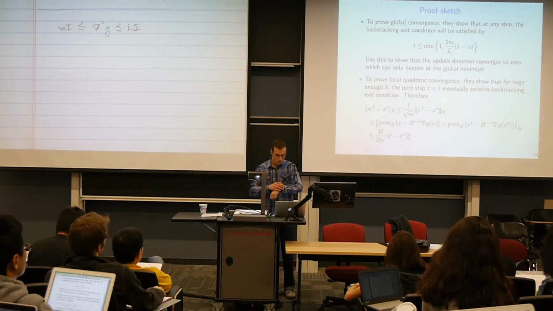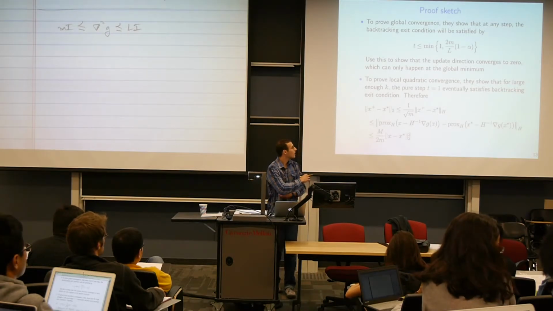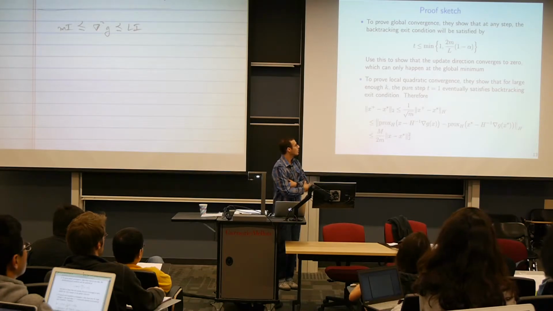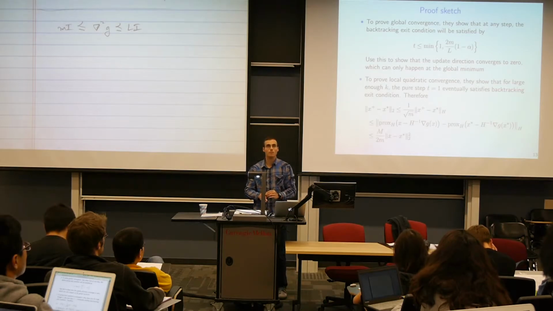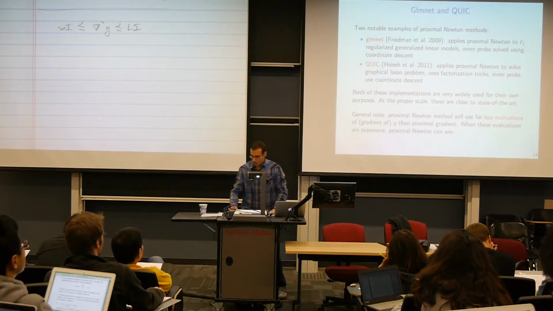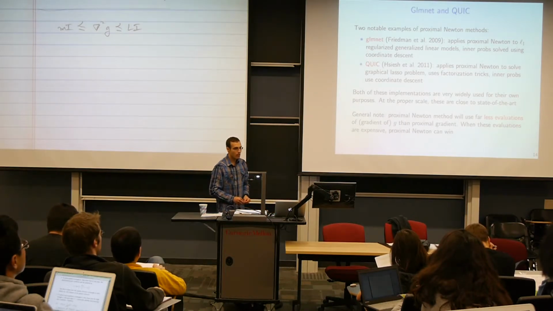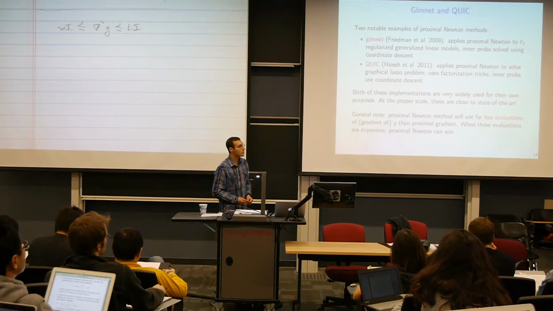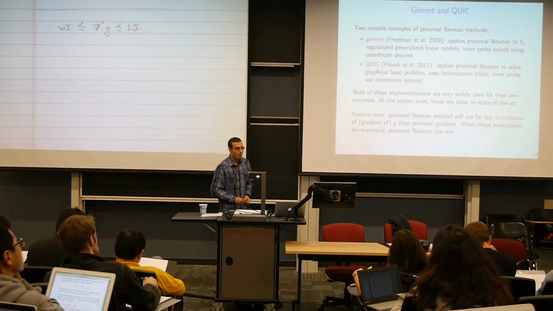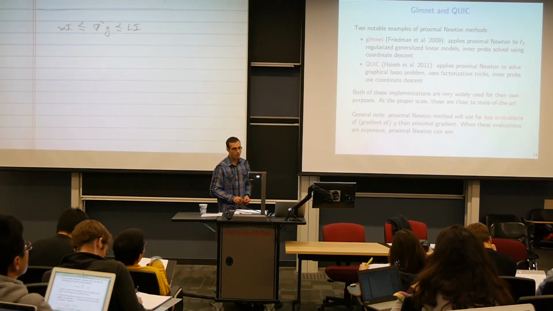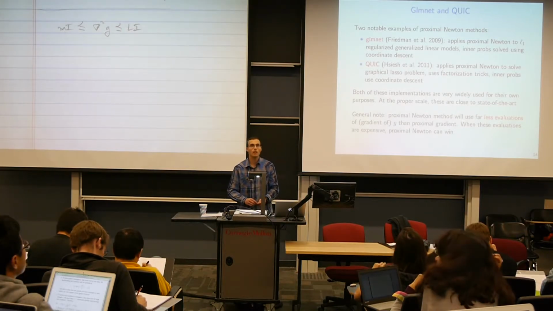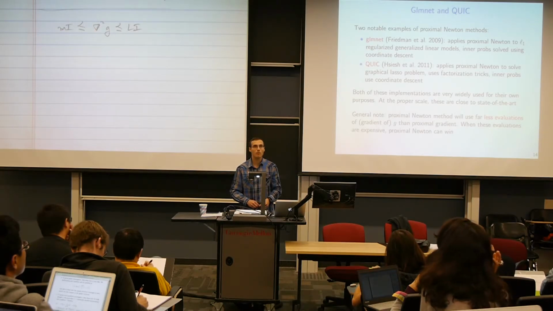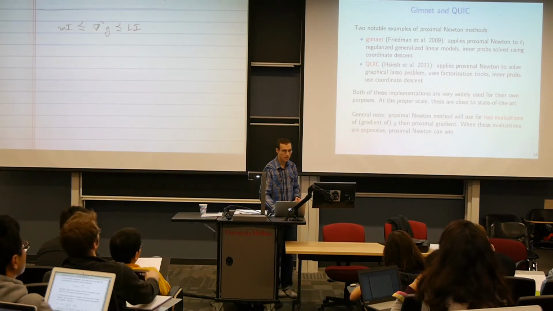So overall, similar to Newton's method, but it uses some of the elements of the proximal gradient proof as well, because we're dealing with Prox operators. What I'd rather spend time on are two notable examples of proximal Newton methods. Glmnet and QUIC are the names of proximal Newton applied to different classes of problems, and they're very popular nowadays for solving those classes of problems.